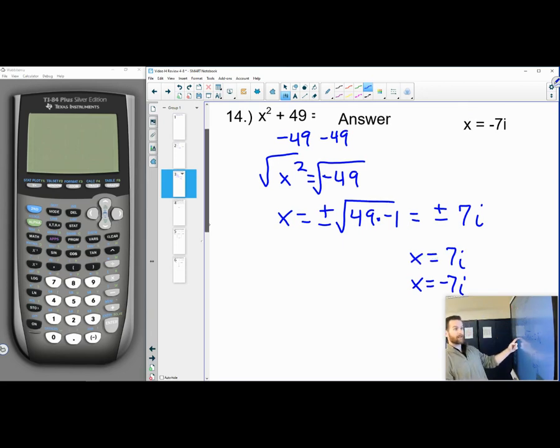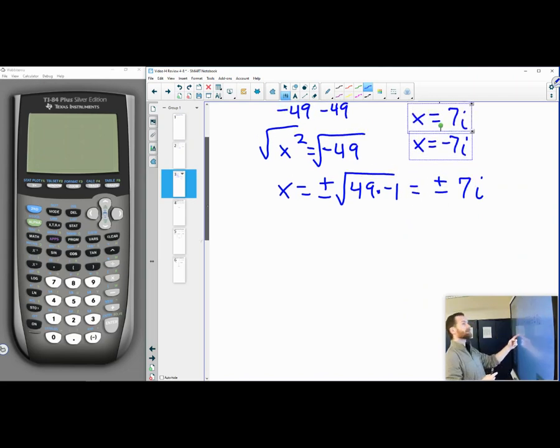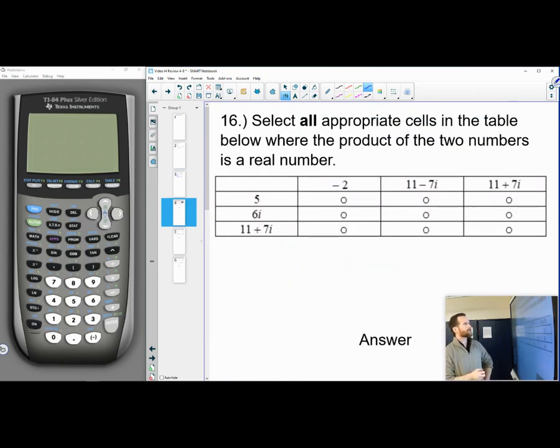Well, we got it correct, negative 7i and positive 7i. I have this down there, so we can't check it without my face covering it. Is that what we got? 7i and negative 7i. Okay, good. Now let's take a look at number 16.